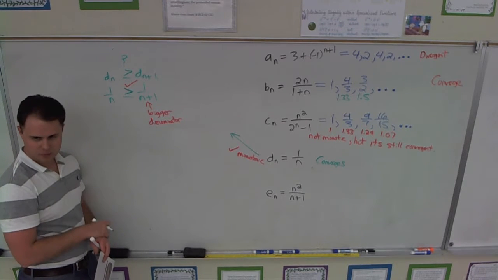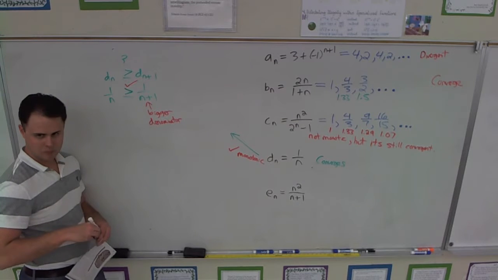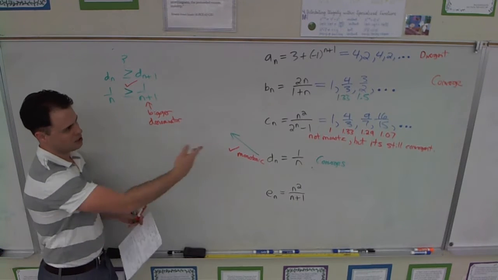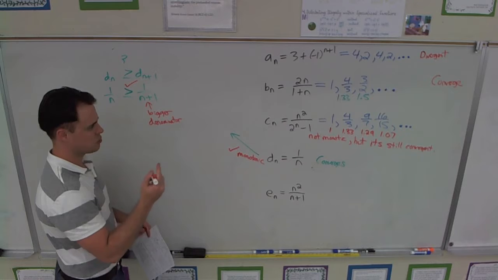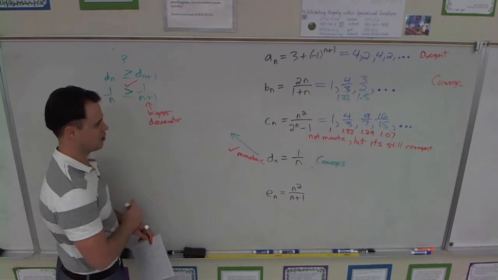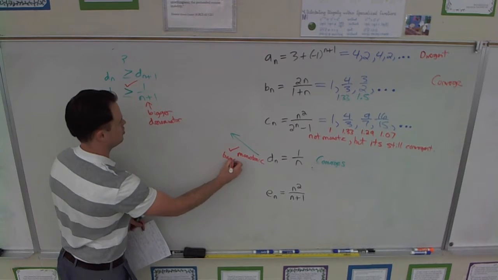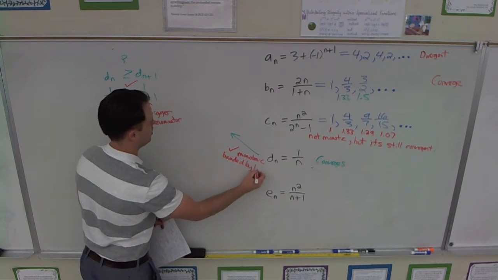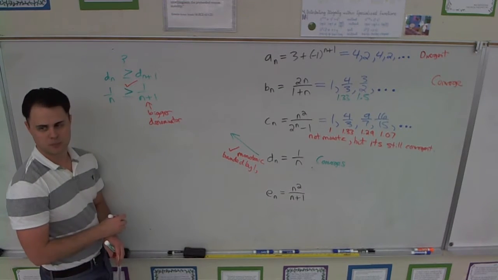So it's monotonic, right? What's it bounded by? It would be nice if I had the terms written out, but what's the biggest it can possibly be? 1, and then it decreases from there. So I'm going to say bounded by 1. What's the lower bound? 0.